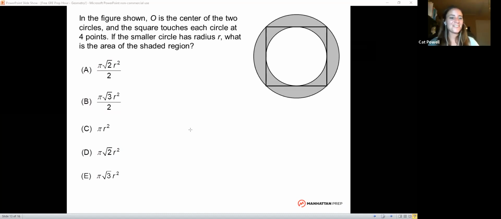Yeah, we want to redraw. Yep. So two cool things. I want to redraw and I want to label. I know the radius of this small circle is going to be R. And then I also want to focus on what I'm looking for, which is, again, that shaded region, that ring. And I know that to find that, I am also going to need the diameter of the big circle. So I have a sense of what I have and where I am going.